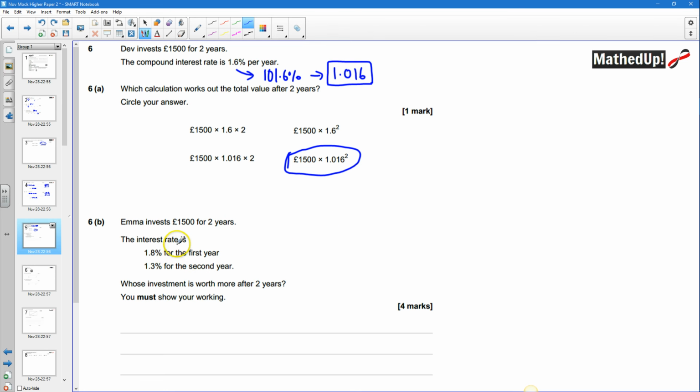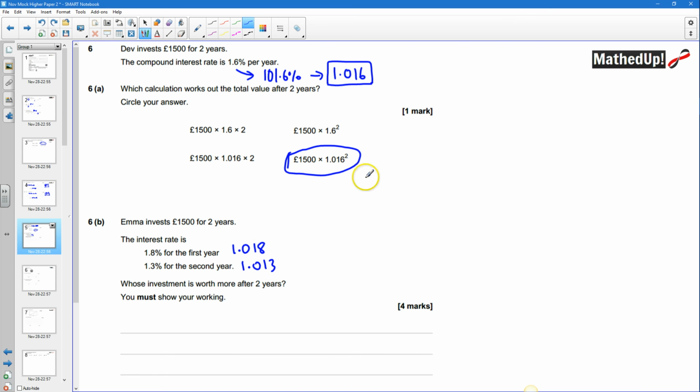Okay, part B says Emma invests £1,500 for 2 years. The interest rate is 1.8% for the first year, so that's going to be 101.8%, or 1.018, and then 1.3% for the second year, so that will be 101.3%, or 1.013 as a decimal. So we need to decide whose investment is worth more after 2 years, and we need to show our working out.